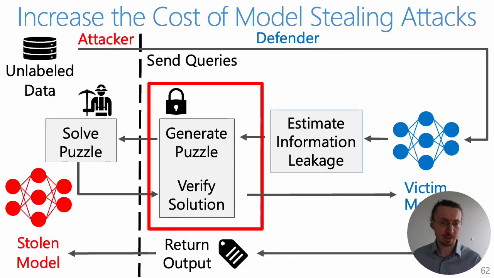Now let's move on to the next part. So we go back to the overview of our defense, and we'll zoom in on the generation of the puzzle. How can we find the cost for a given user? This is covered with estimation of information leakage, and then the second part is that once we estimate this information leakage, we have to generate a puzzle whose difficulty depends on this estimated value.